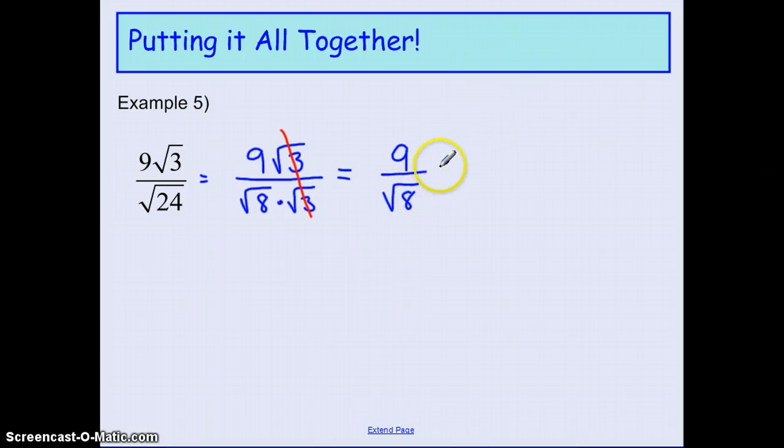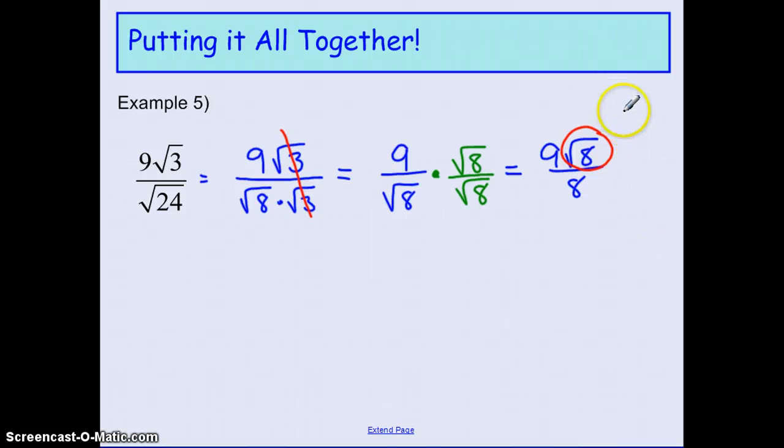But of course, I need to rationalize this denominator. So I used my multiplication property here, did some canceling. Now I'm going to rationalize my denominator. Here's radical 8 over radical 8. And when I do that, I get 9 radical 8 over 8. That's not bad. However, we look at this radical 8 needs to be simplified.